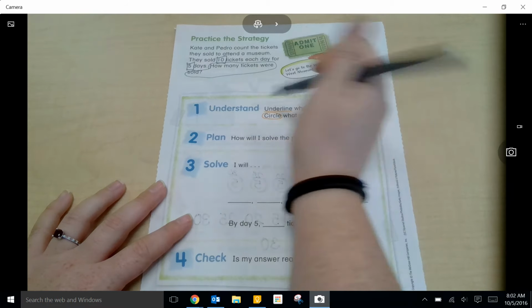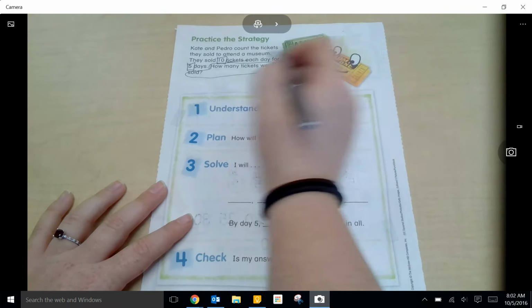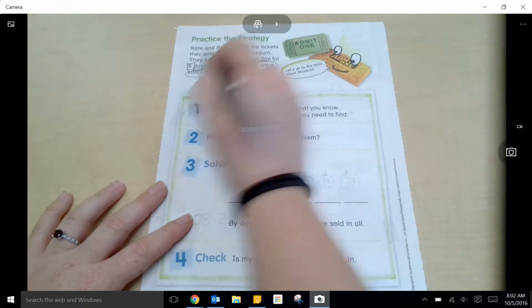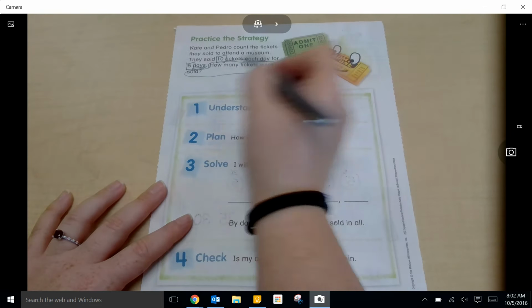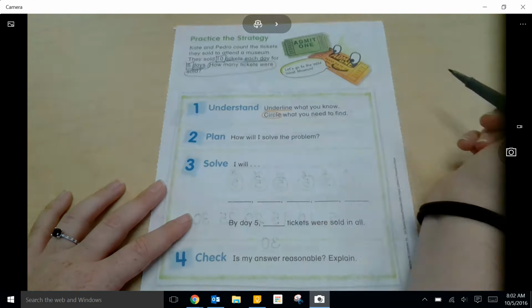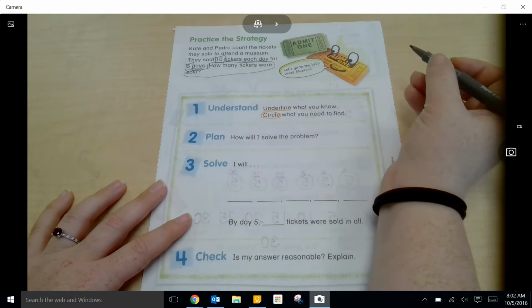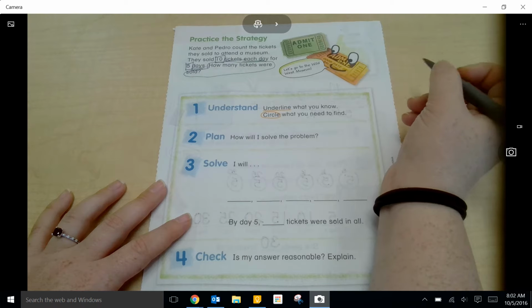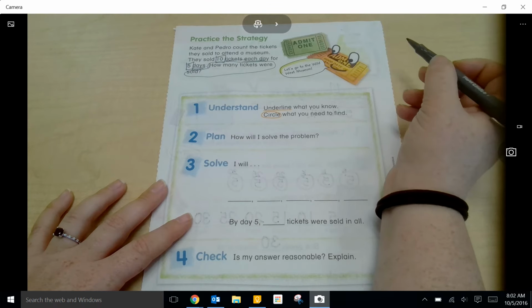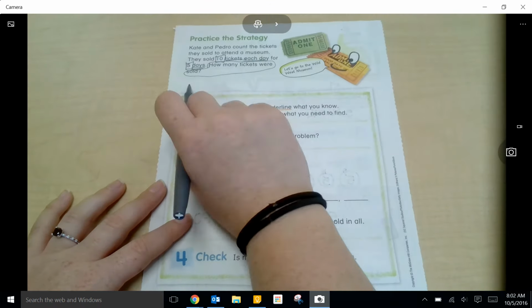So underline what we know. They sold 10 tickets each day for 5 days. Circle what you need to find, the question, how many tickets were sold. And we've always boxed the numbers, 5 and 10, but we're not just adding 5 plus 10. That's not what we're doing. That's not what it's asking. It says how many tickets were sold.